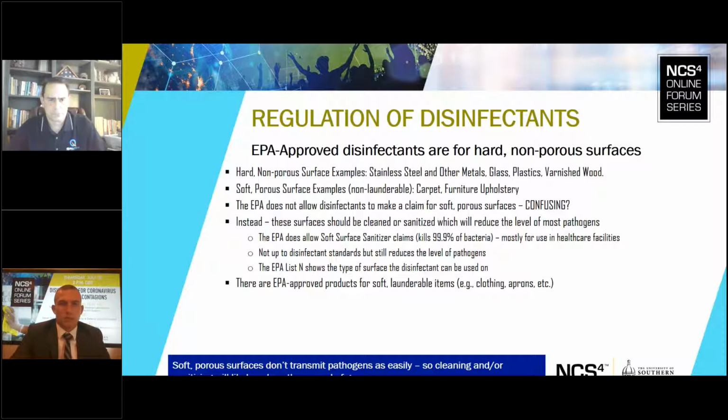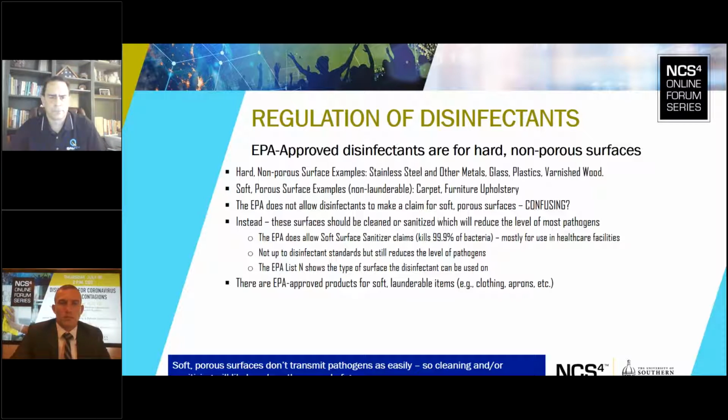Does that mean a disinfectant will not work on a soft, porous surface? No, not necessarily. It might work, but a company cannot claim on their label that it works on a soft, porous surface as a disinfectant. Why? Because the EPA does not actually have a test that shows that a disinfectant works on a soft, porous surface, so you can't make that claim on your label.